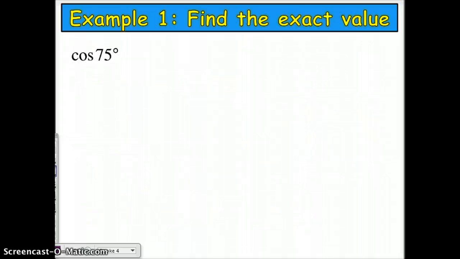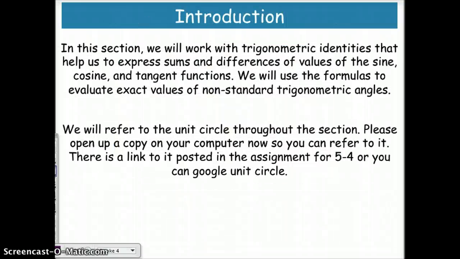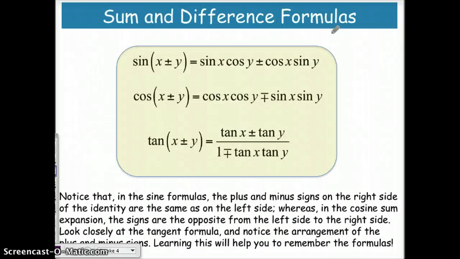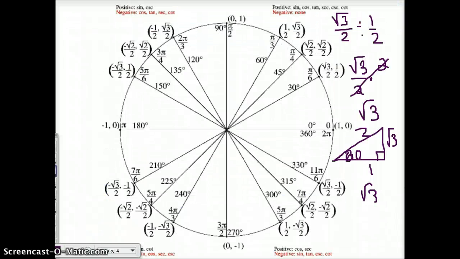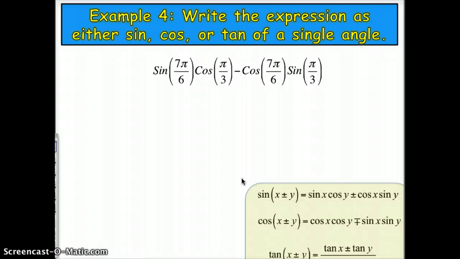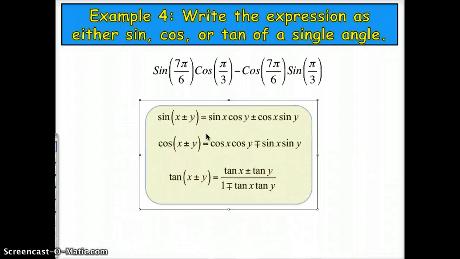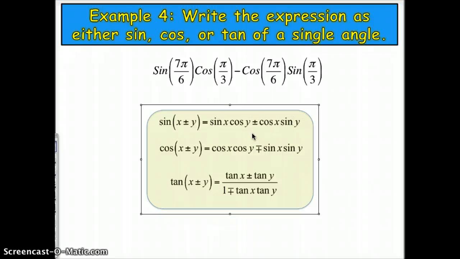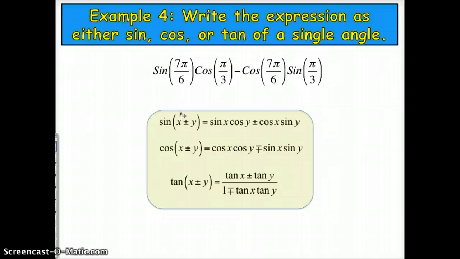Okay, let me take a screenshot of the formulas because I'm going to need them for my next example. Okay, the last type of problem you're going to be expected to do is problems like this. Write the expression as either sine, cosine, or tangent of a single angle. So what a problem like this is doing is it's kind of giving you the formula part. It's plugging everything in for you in the formula part, and it's asking you for the beginning part.